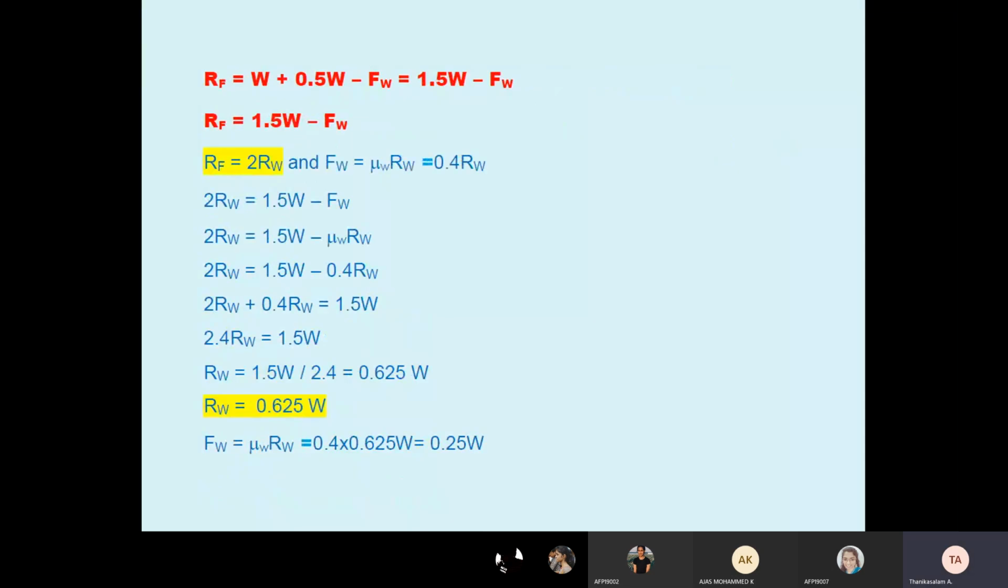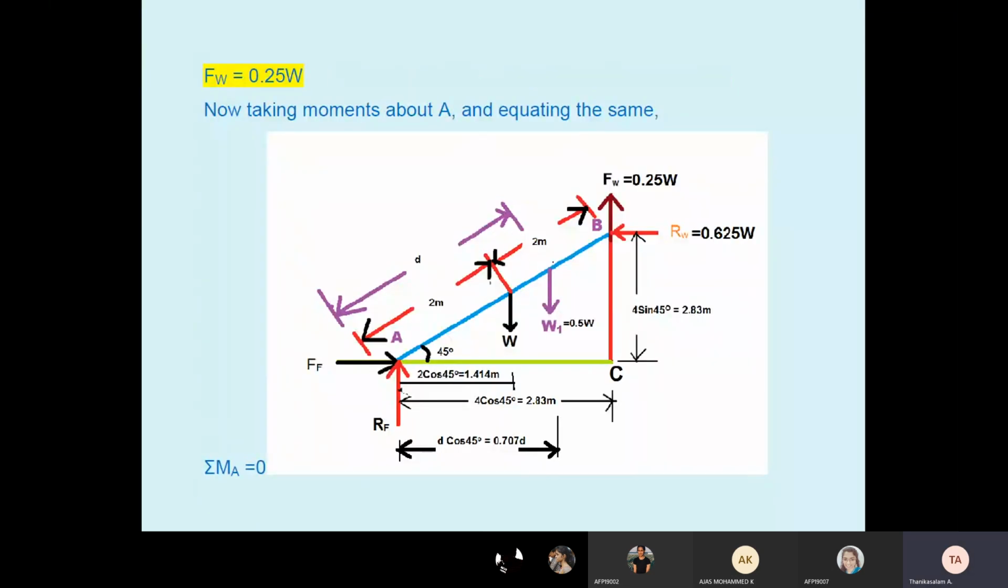Then you take moment. Here take moment with respect to A. In the previous problem I took moment about B because we wanted FF, and in the second problem mu. Now we want the distance, so you better always take A. Moment taking with respect to A, FF does not give moment, RF does not give moment. Students remember, if you are taking moment, first identify which forces are not giving moment.